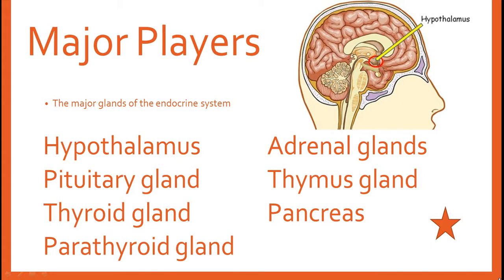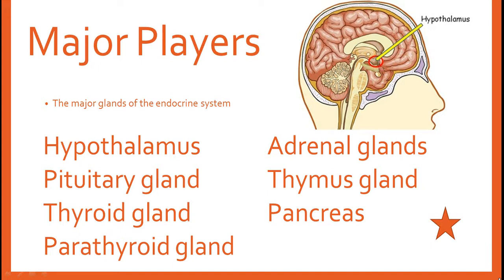So here are the major players right here. This is what you're writing down in your book, the major glands of the endocrine system. So we're going to start with the hypothalamus right here in your brain. We saw that when I showed you the brain structures. So we start there. Then from the hypothalamus is the master gland called the pituitary gland. Then we have several other ones. There are many others, but these are the main ones that we will be talking about in this class.